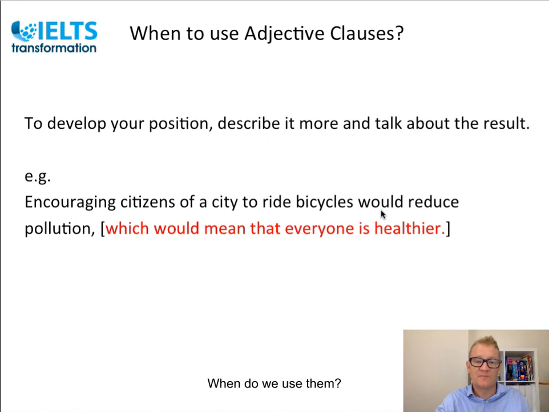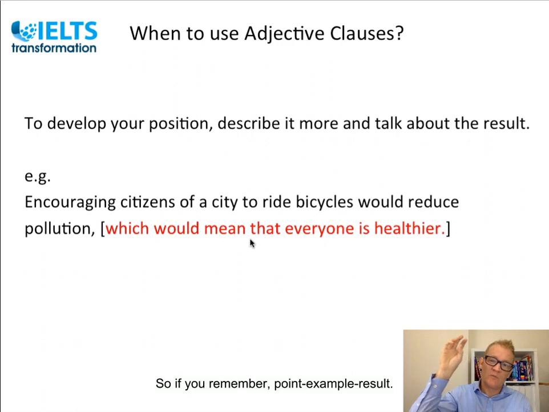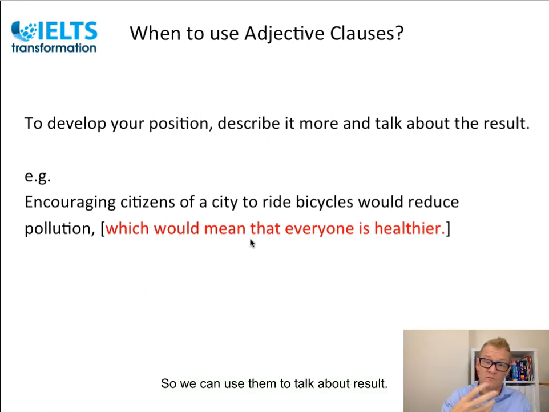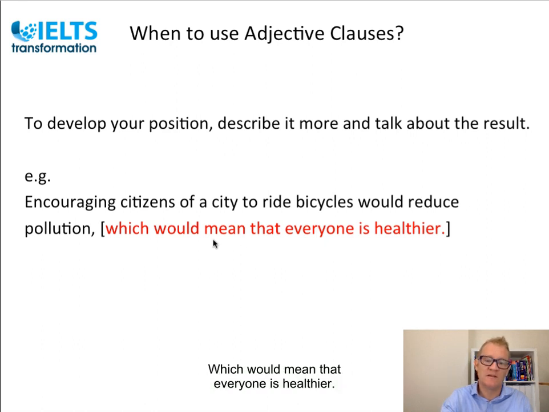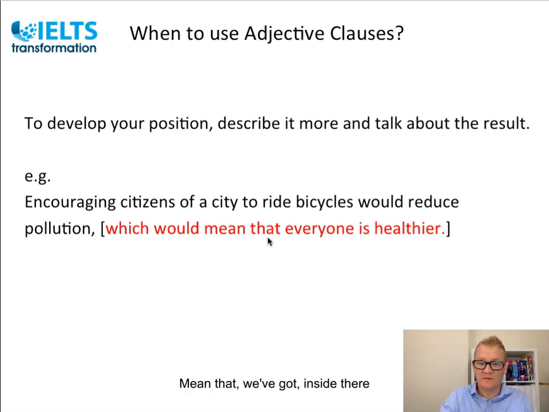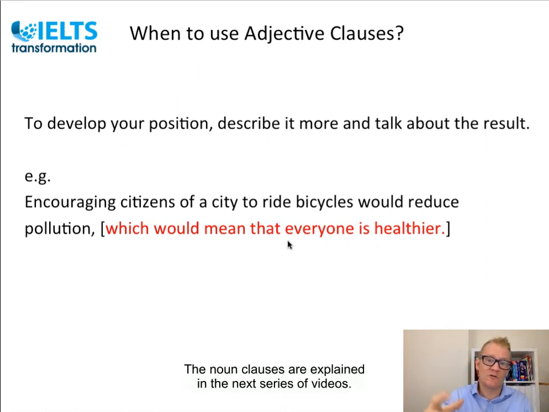When do we use them? Well, as I said, to develop your position, to describe it more and talk about the result. For example, encouraging citizens of a city to ride bicycles would reduce pollution. And now we can talk about the result. So if you remember, point, example, result. So we can use them to talk about the result, which would mean that everyone is healthier. Inside there we have a noun clause, which the noun clauses are explained in the next series of videos.